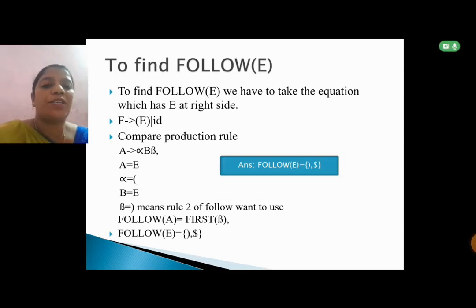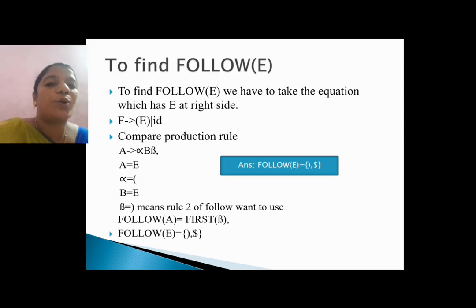To find the follow function, the equation I have to take is one where the particular element is present on the right hand side. So I am going to find follow of E, which means capital E should be present on the right hand side. I get F tends to open parenthesis E close parenthesis ID. In this equation I get capital E on the right side. So I have to compare this with my formula A tends to alpha B beta. While comparing, I get A equal to E, alpha equal to open parenthesis, B equal to capital E, beta equal to close parenthesis.